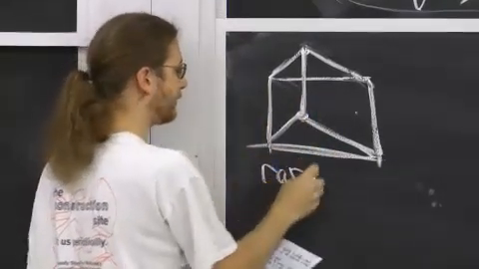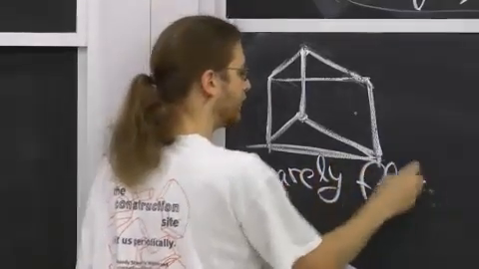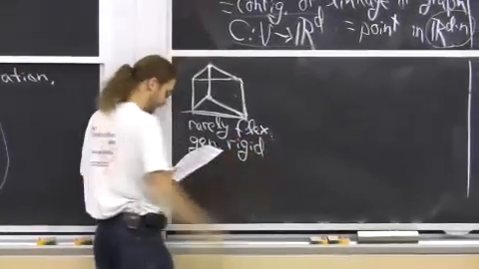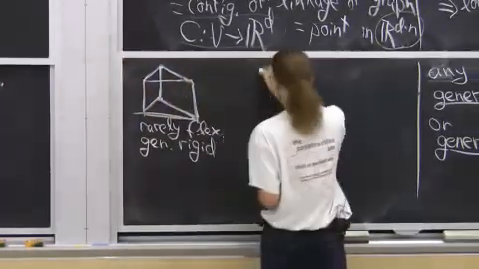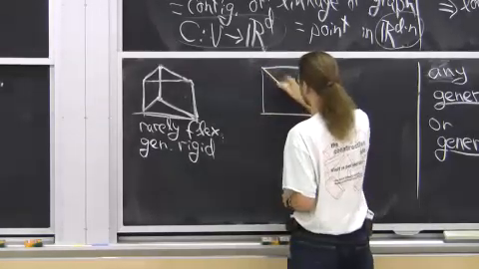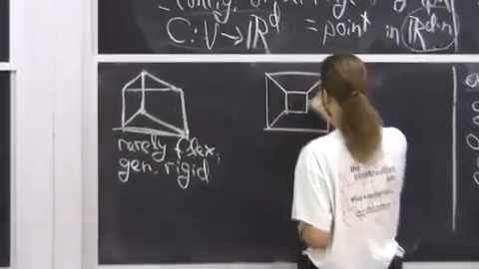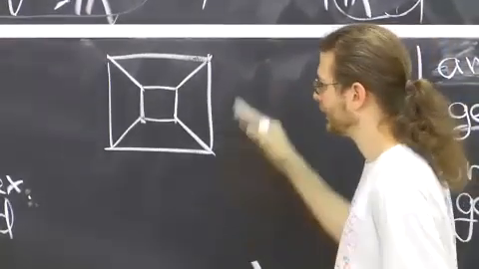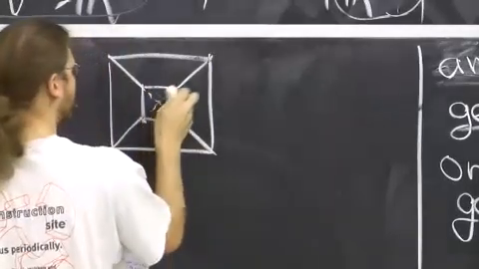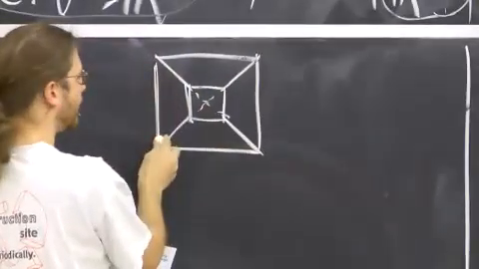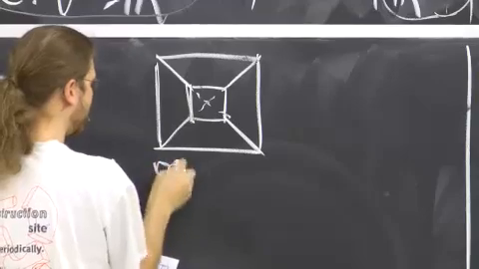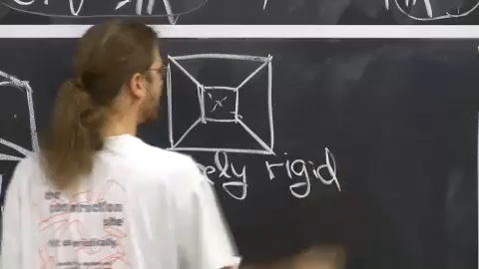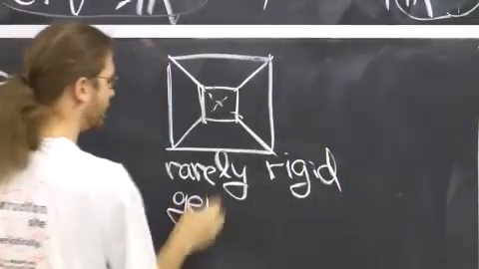So this is rarely flexible, but generically it's rigid. And I have an example of the reverse. The way I've drawn this where all these guys in extension meet up and all these guys are parallel and so on, you can check. It's a little hard to see, but it's rarely rigid. In this case, it's rigid. But generically, it is flexible.